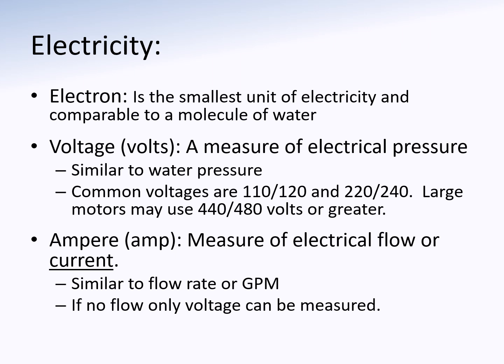And then you've got amperage, and that is that measure of electrical flow or current. So if you don't have any flow, like in a static condition, the only thing that you can measure at that point would be your voltage. And yeah, this is going to be similar to gallons per minute.